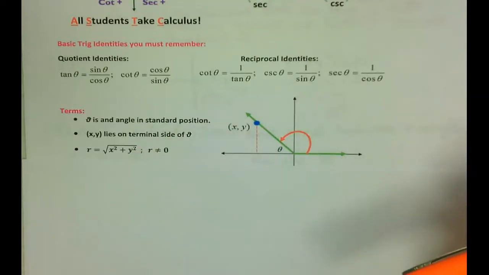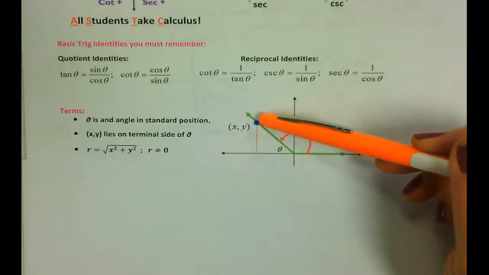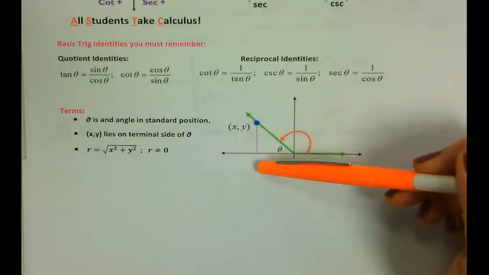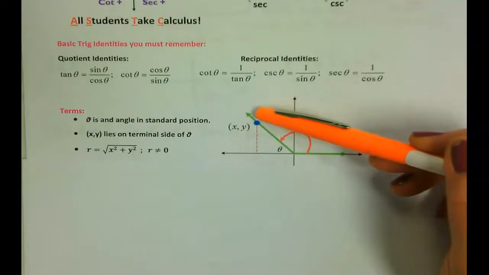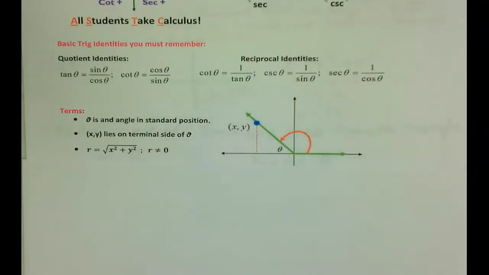So as we talk about standard position, remember what that means. When we talk about a point that lies on the terminal side, we're just saying you're going to graph a point on that ray, and from that point you can make your triangle. The distance here to here is the radius, and we can get that by using our model.